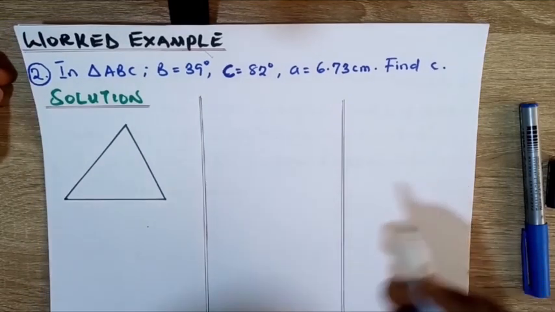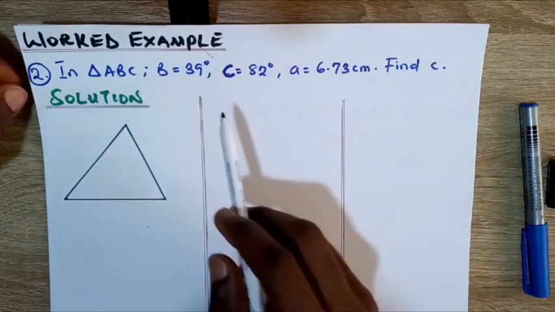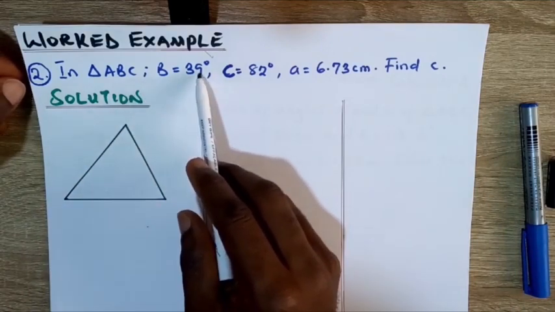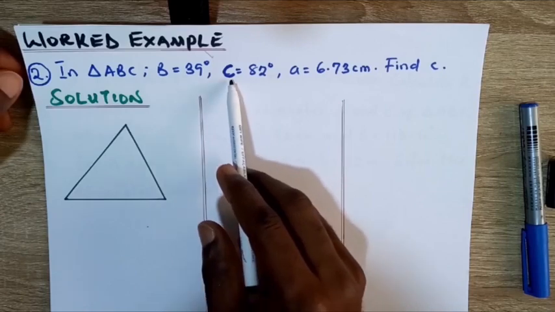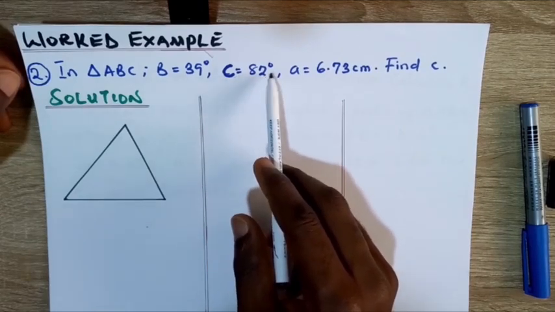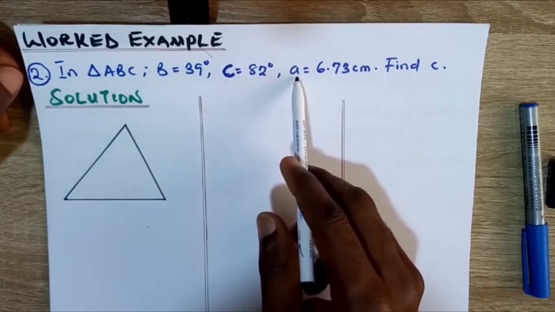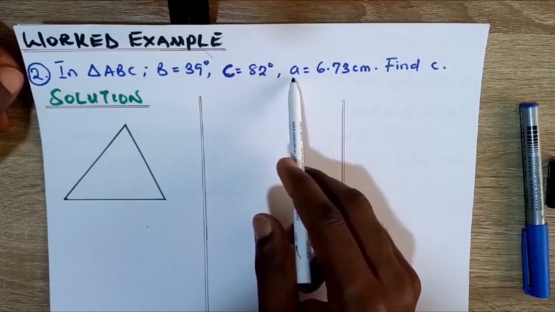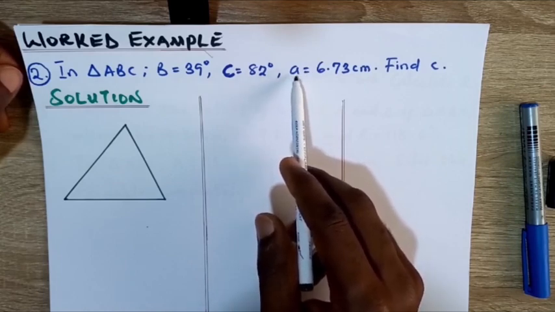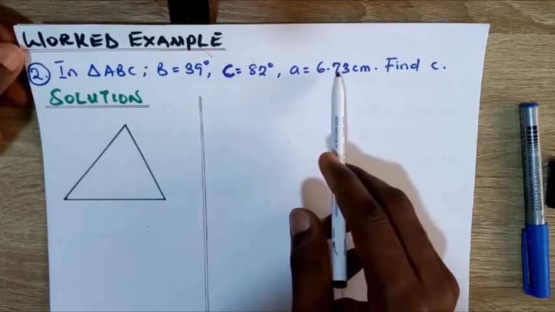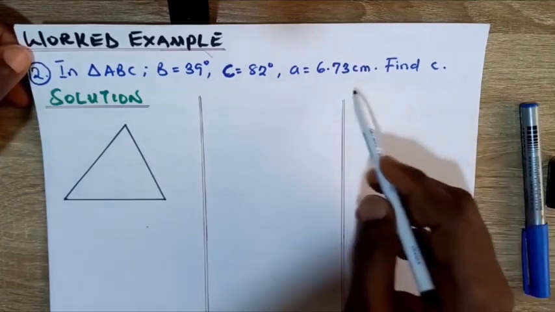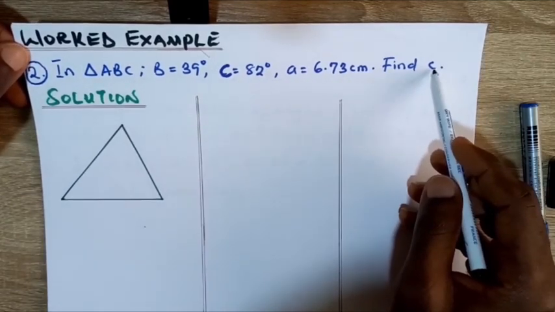Here we have that in a triangle ABC, the angle at B is 39 degrees and the angle at C is 82 degrees, while side a, I know this is the side because it is denoted with a lowercase letter a, is 6.73 centimeters. So I'm to find the side c.